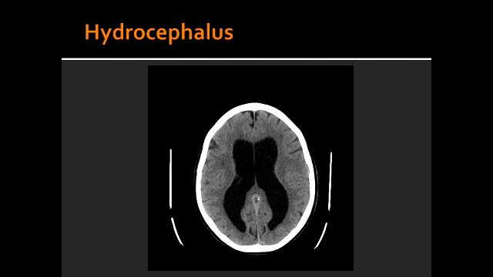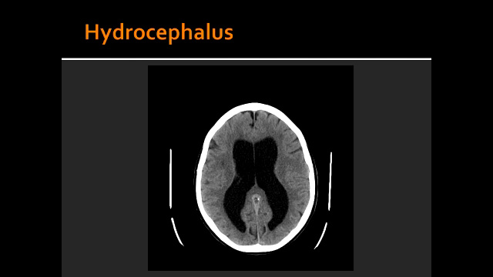What is communicating hydrocephalus? Communicating hydrocephalus is when there is a decrease in cerebrospinal fluid absorption by the arachnoid granulation. Because of this decrease in absorption, it leads to a buildup of cerebrospinal fluid, which leads to increase in intracranial pressure, papilledema, and herniation. And this sort of thing happens after arachnoid scarring post-meningitis.